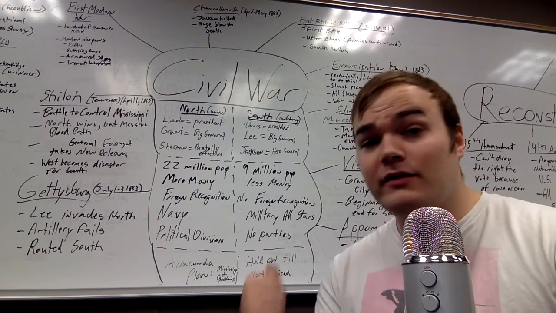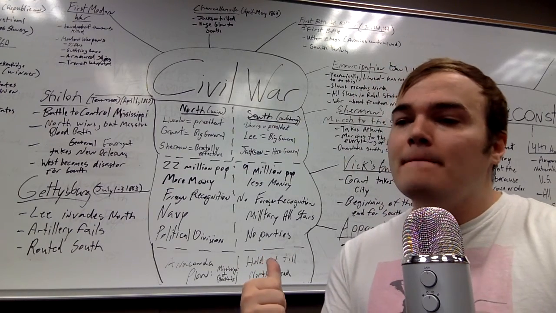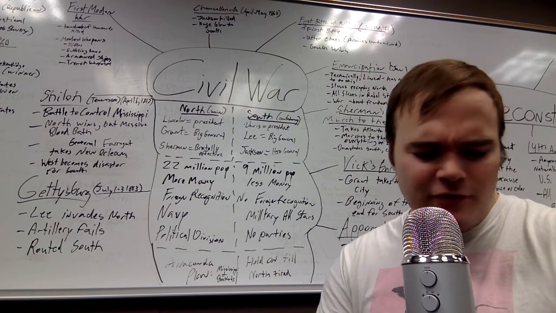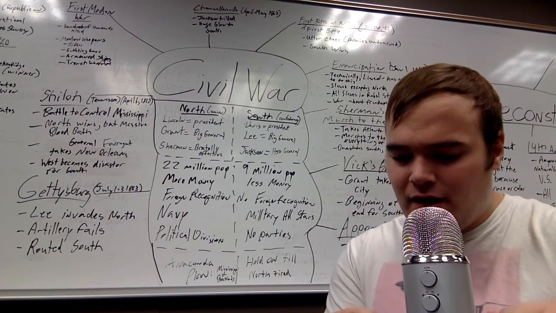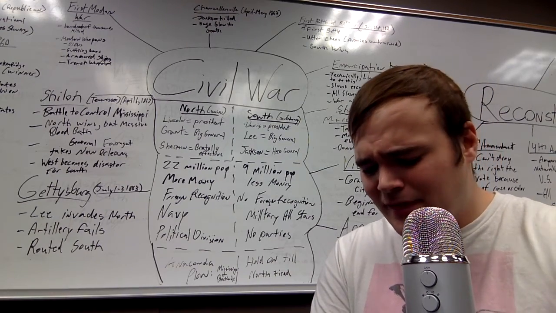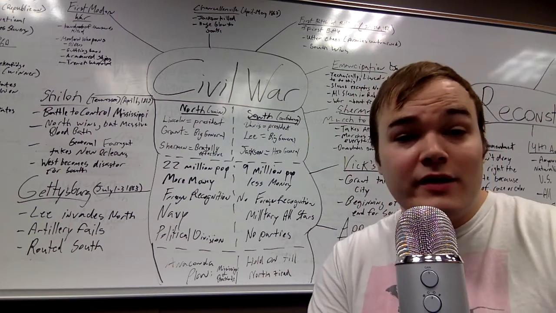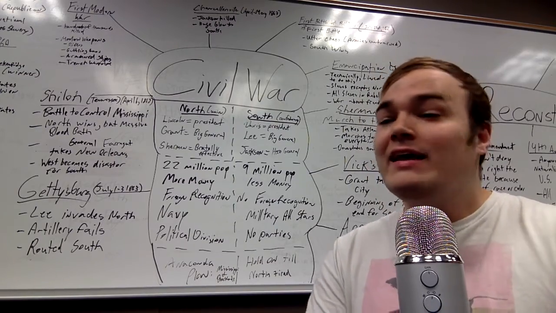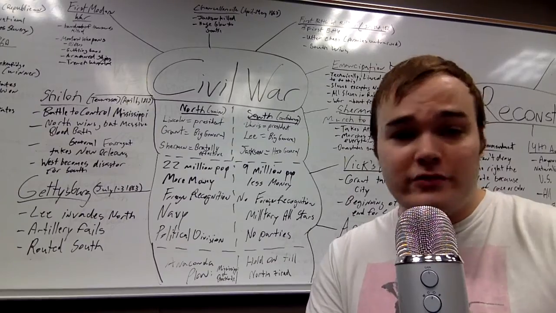On the southern side, in the Confederacy, we're going to have Jefferson Davis. Jefferson Davis sort of reluctantly takes the position. He's not the most active president. He's not going to be a humongous, bigger-than-life president in the South. He's not the same as Lincoln. He's not quite as effective.